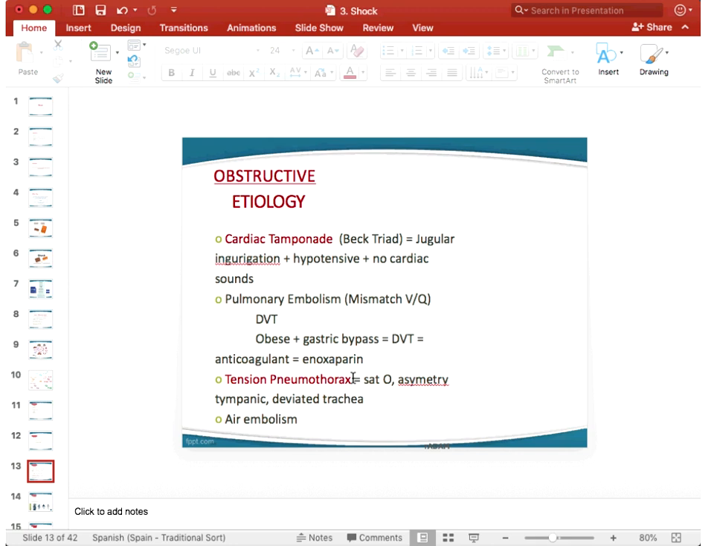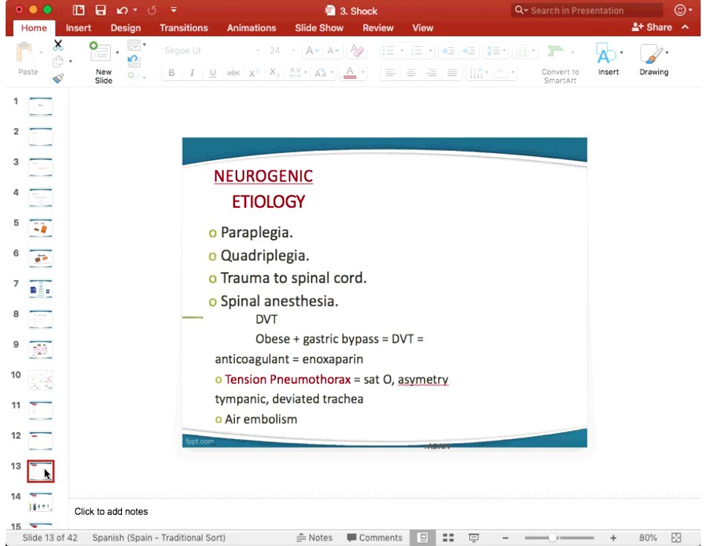If you see an X-ray of a tension pneumothorax, remember this, you're watching an X-ray of a dead man. Is this clear? Yes, very clear. And it's very, very easy to handle them. You can solve that within seconds, and you save a life.